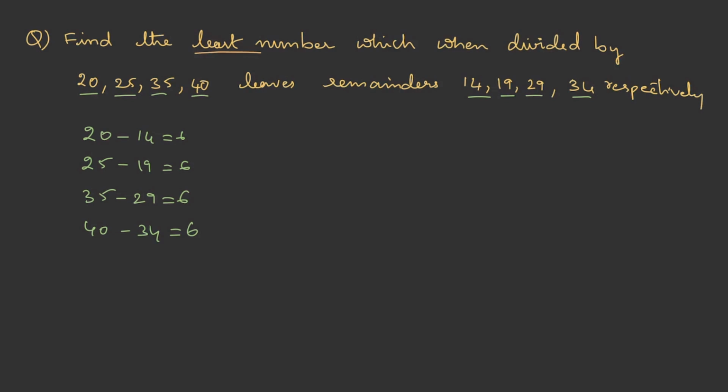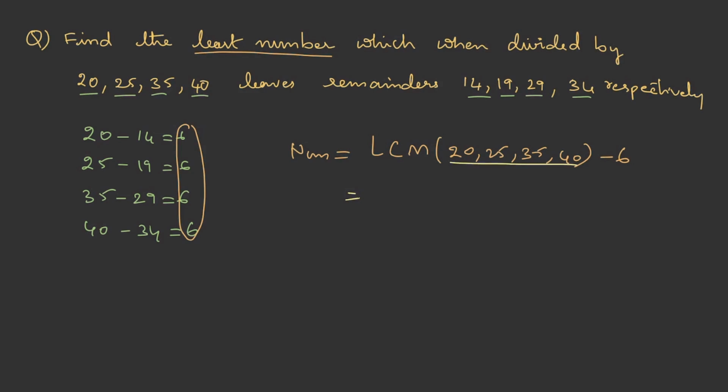And we are asked to calculate the least number. So basically we need to get the LCM. Now get the LCM of 20, 25, 35 and 40. Now these numbers will have an excess of 6, so just subtract that 6. This will be the required number. The LCM of these 4 numbers is 1400. Subtract the 6, and we get 1396. So 1396 is the least number which, when divided by 20, 25, 35 and 40, leaves these particular remainders.